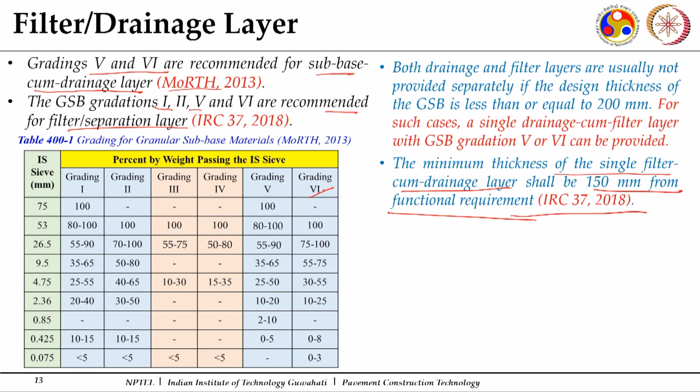And it says that for such cases a single drainage cum filter layer with GSB gradations of 5 and 6 can be provided. And which gradation? Again you have to look at the NMS of it. As I said, the layer thickness should be 2.5 times the NMS of it. So you need to pick gradation 5 or 6 if only a filter cum drainage layer has to be provided. And if you provide two layers, one as a filter layer and one as a drainage layer, then the bottom one is your filter layer, the upper one will be your drainage layer, and you can pick grade 6 for use as a drainage layer.